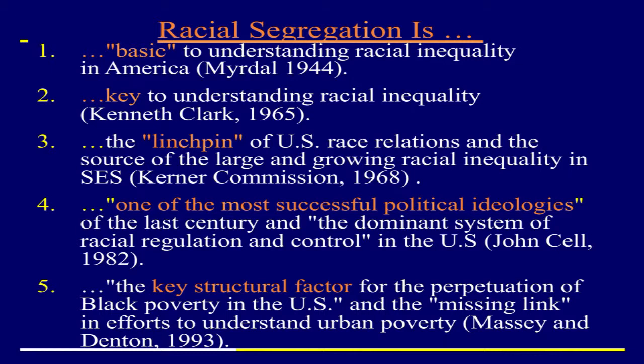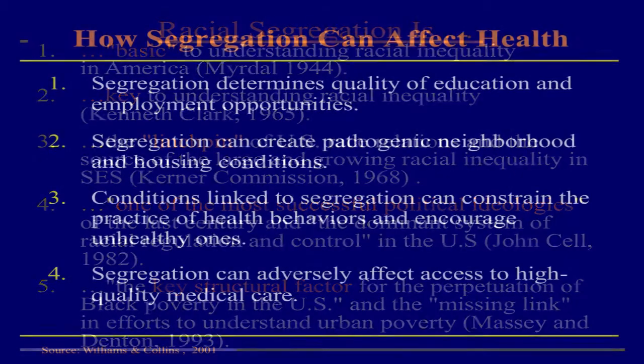So racial segregation is basic to understanding racial inequality in America. It's key to understanding racial inequality. It's the linchpin of US race relations and the source of the large and growing racial inequality in socioeconomic status. It is one of the most successful political ideologies of the last century and a dominant system of racial regulation and control, and is the key structural factor for the perpetuation of black poverty in the US and the missing link in the efforts to understand urban poverty.